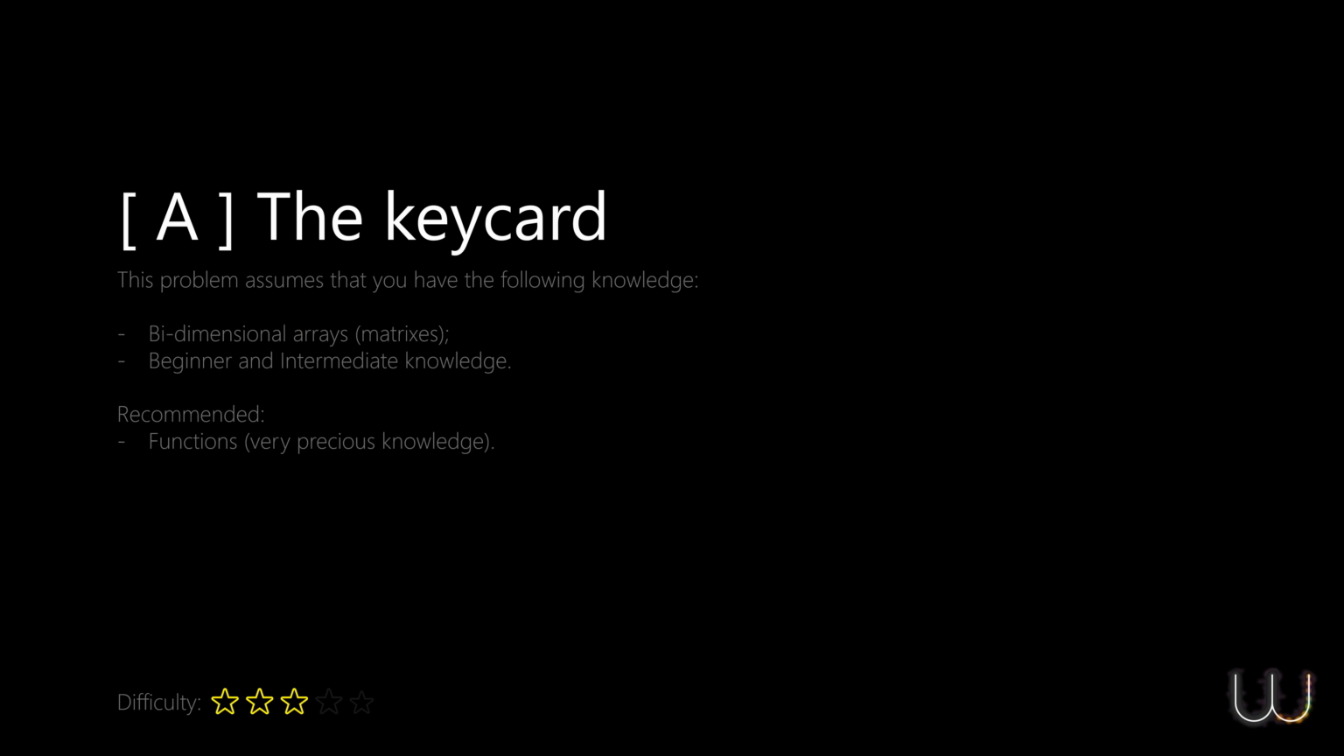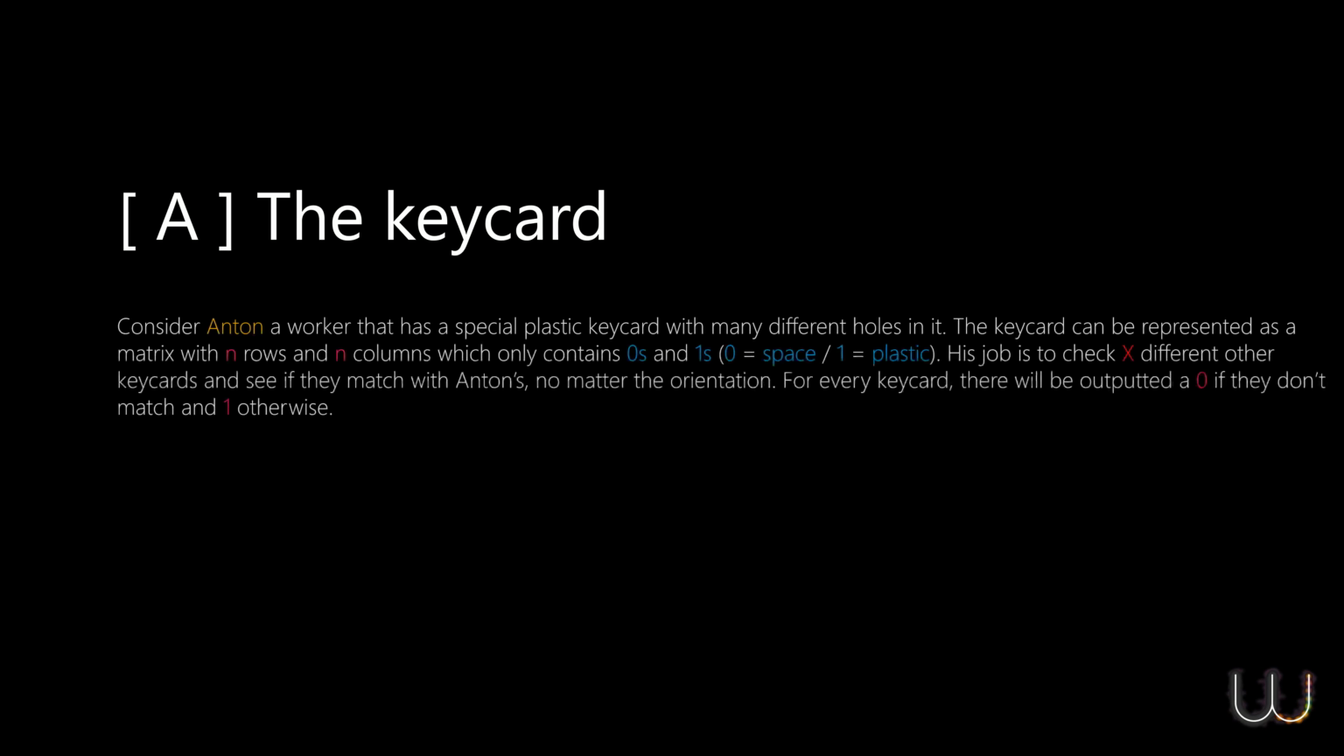So let's get started. Let's consider Anton, a worker that has a special plastic keycard with many different holes in it. This keycard can be represented as a matrix with n rows and n columns which only contains zeros and ones. So 0 might mean space and 1 might mean plastic. His job is to check X different other keycards and see if they match with Anton's, no matter the orientation. For every keycard, there will be outputted a 0 if they don't match and a 1 otherwise.